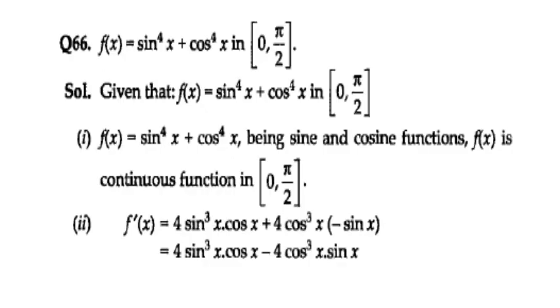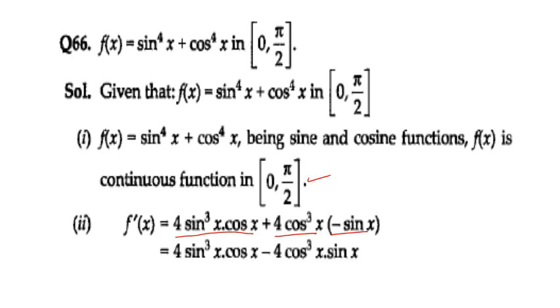Second question. f(x) is equal to sin raised to 4 x plus cos raised to 4 x in the closed interval [0, pi by 2]. You know sin x and cos x are continuous functions. Similarly, sin raised to 4 x plus cos raised to 4 x is also continuous. So it is a continuous function in the closed interval [0, pi by 2]. Now f'(x): sin raised to 4 x derivative is 4 sin cube x cos x. Cos raised to 4 x derivative is 4 cos cube x into the derivative of cos x, which is minus sin x.